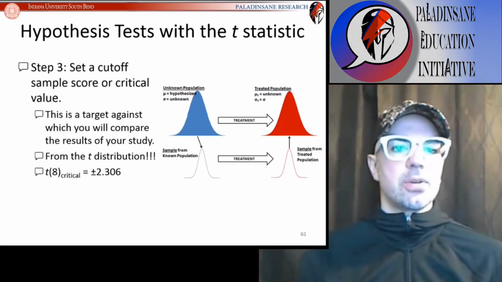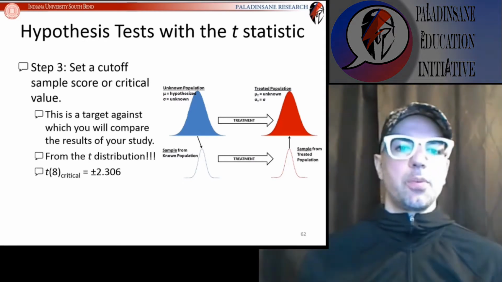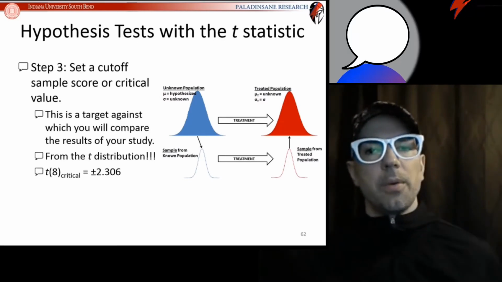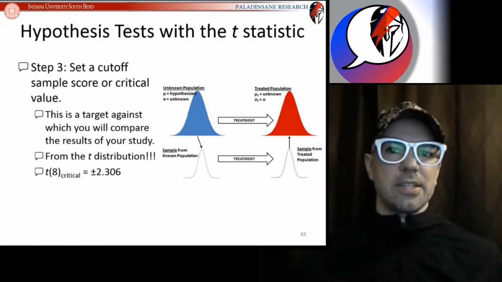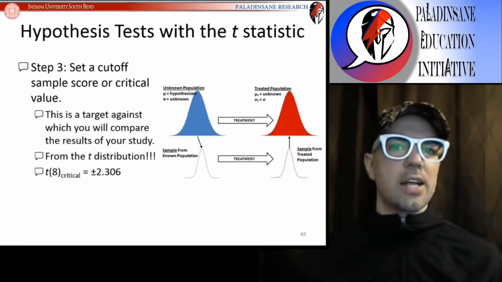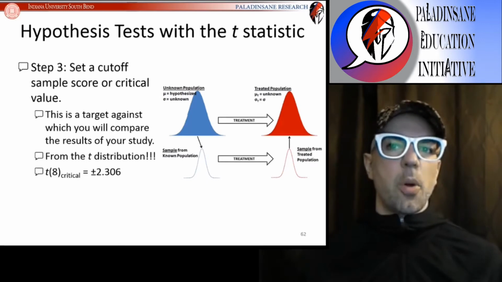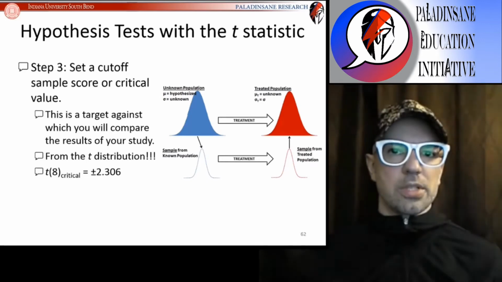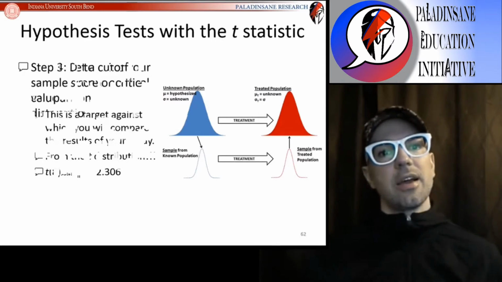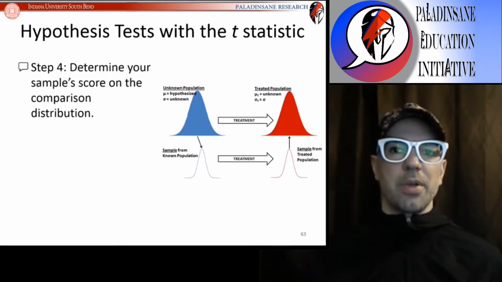So t with 8 degrees of freedom equals plus or minus 2.306. Those are our lines in the sand. What we need to do now, we have our lines in the sand, we need to figure out, did our sample cross that line? Did our sample go beyond one of those lines in the sand? And in order to do that, we need to calculate our sample's score on that comparison distribution.